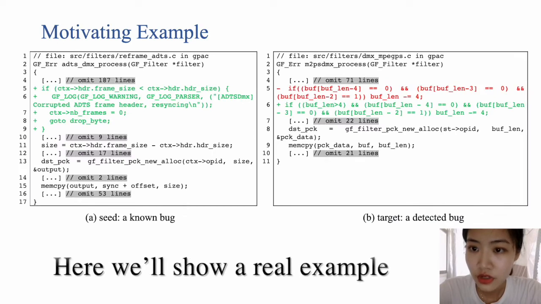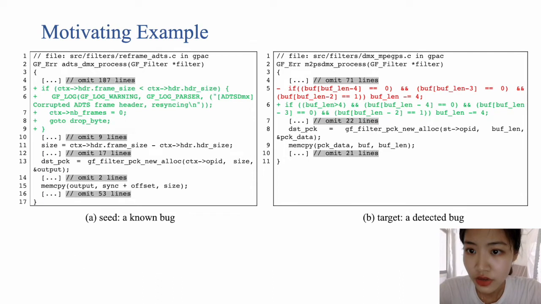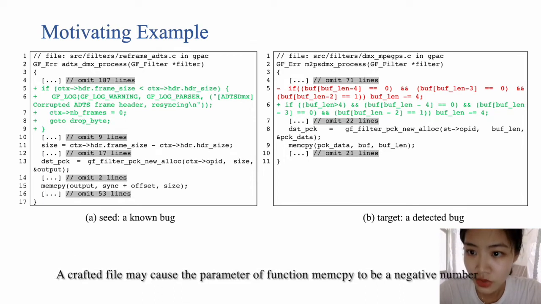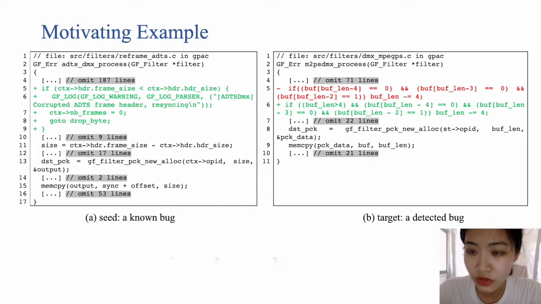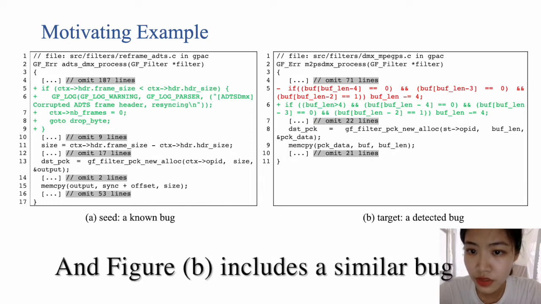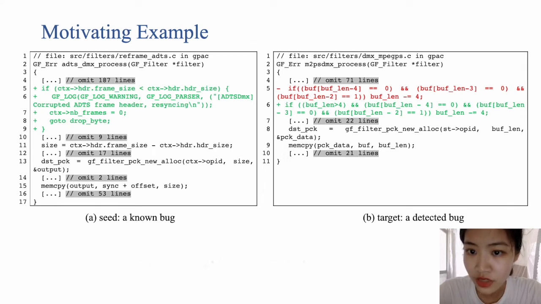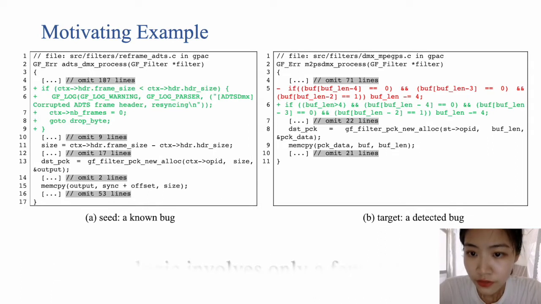Here, we show a real example. Figure A involves a bug. A crafted file may cause the parameter of function map copy to be a negative number and result in a heap-based overflow. And Figure B includes a similar bug. While both functions contain hundreds of lines, the core logic involves only a few statements.